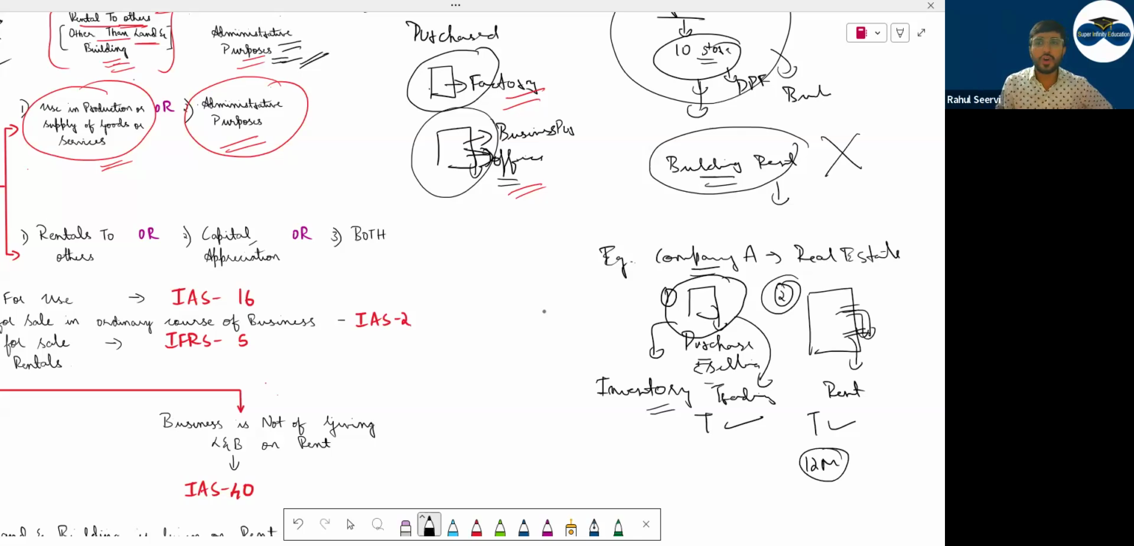Am I using this for what purpose? Can I say I am using it for administrative purpose? No. Can I say here I am using this to provide services to the public? They are using the building and they are giving me what? Rent. And it is my main business. If it's my main business, where will it come? PP. So you have to see the intention here.